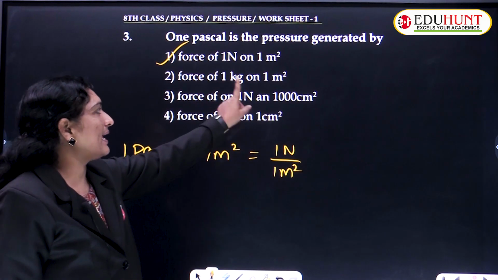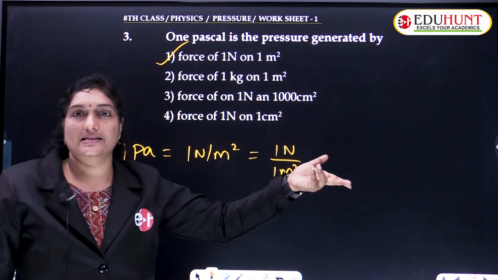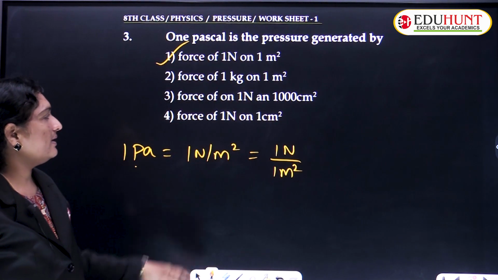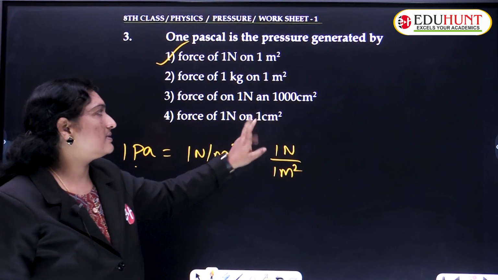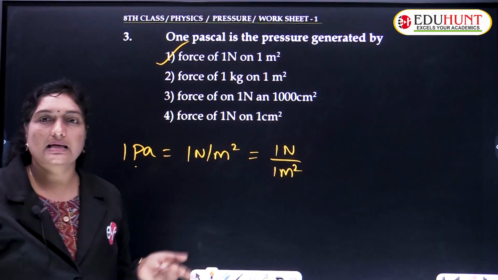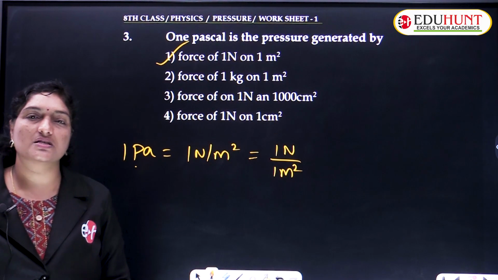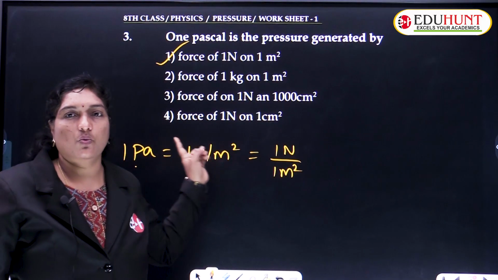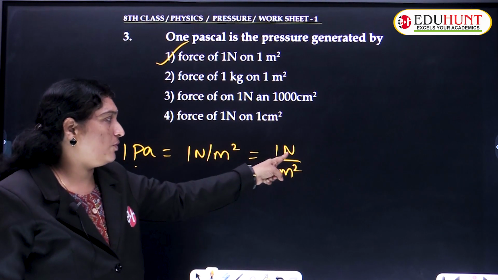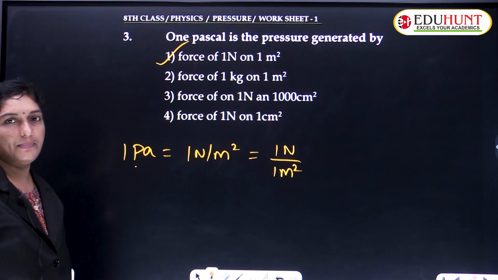It's nothing to do with kg or centimeter square. Centimeter is a CGS unit, whereas Pascal is the SI unit. You should not define it by mixing SI and CGS; everything must be in the same unit. So let us take everything in SI units only. What is the correct option, children? The first option is true: 1 Pascal is the amount of force of 1 Newton acting on an area of 1 meter square.